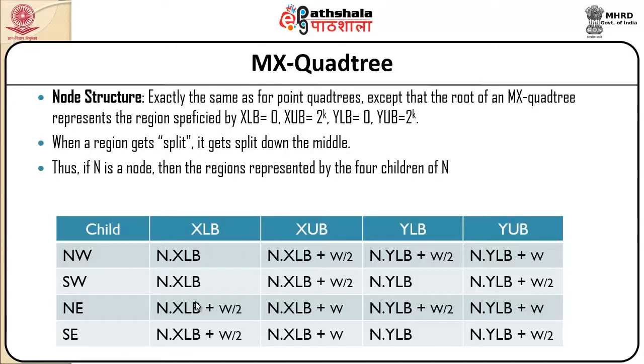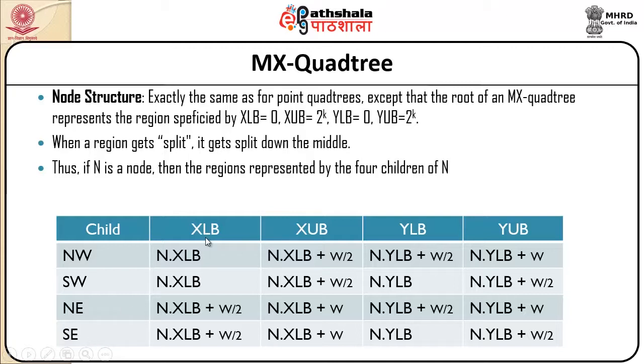In terms of 2 power k, it is exactly the same as point quadtrees, except the root of the MX quadtree represents the region specified by x's lower bound as 0 and upper bound as 2 power k, and y's lower bound as 0 and upper bound as 2 power k. When a region gets split, it gets split down the middle of that region. Thus, if n is a node, the region represented by the 4 children of the node n, with the directions northwest, southwest, northeast and southeast, is as shown here.